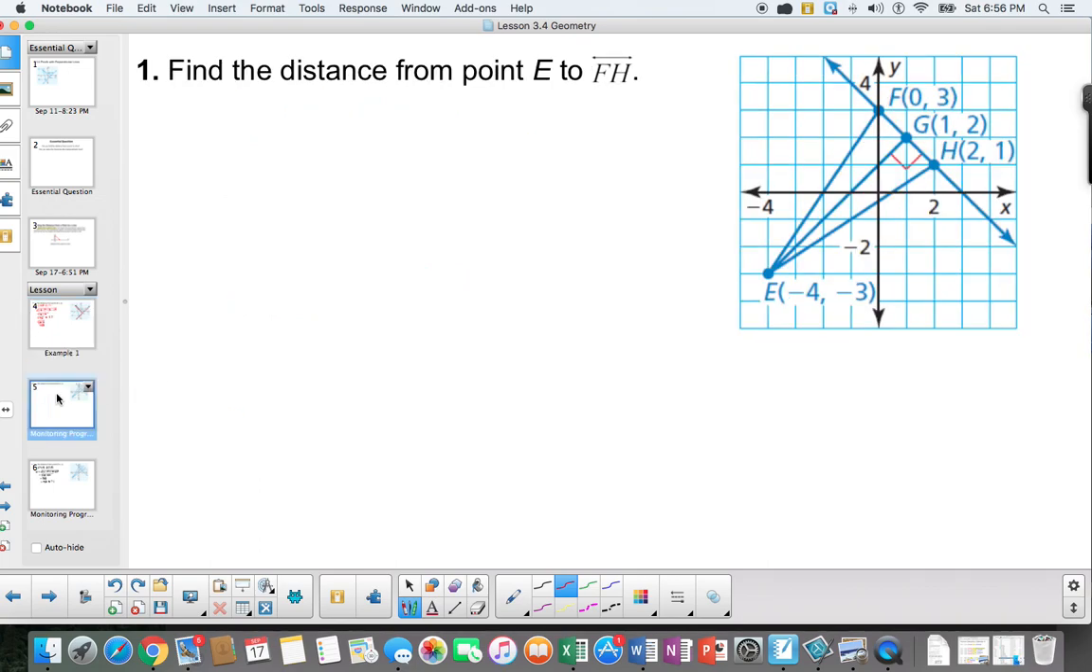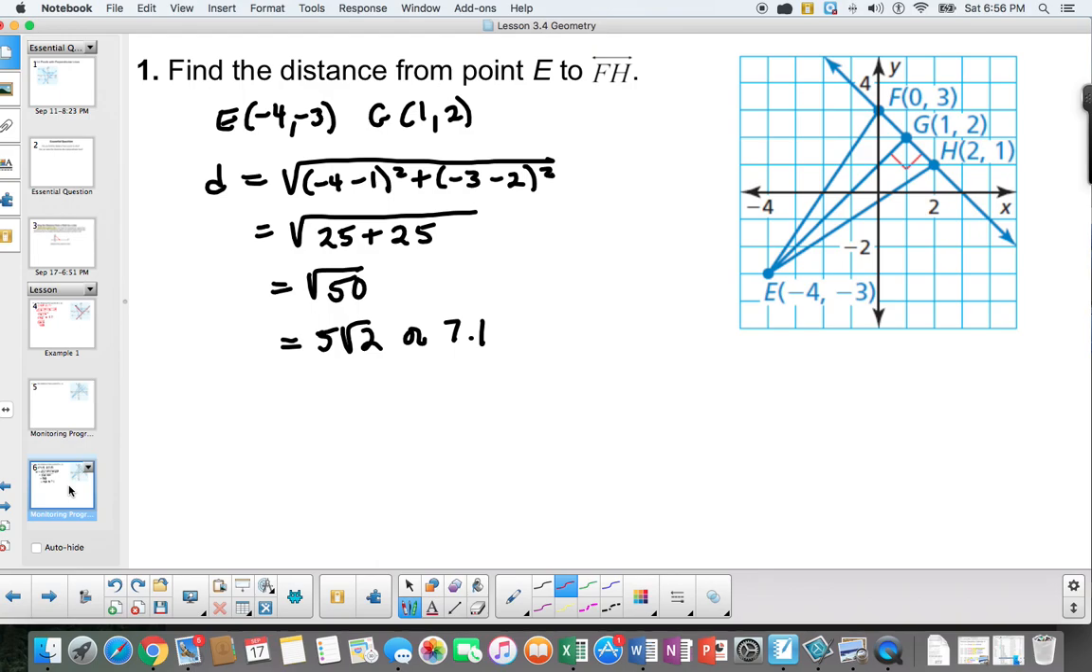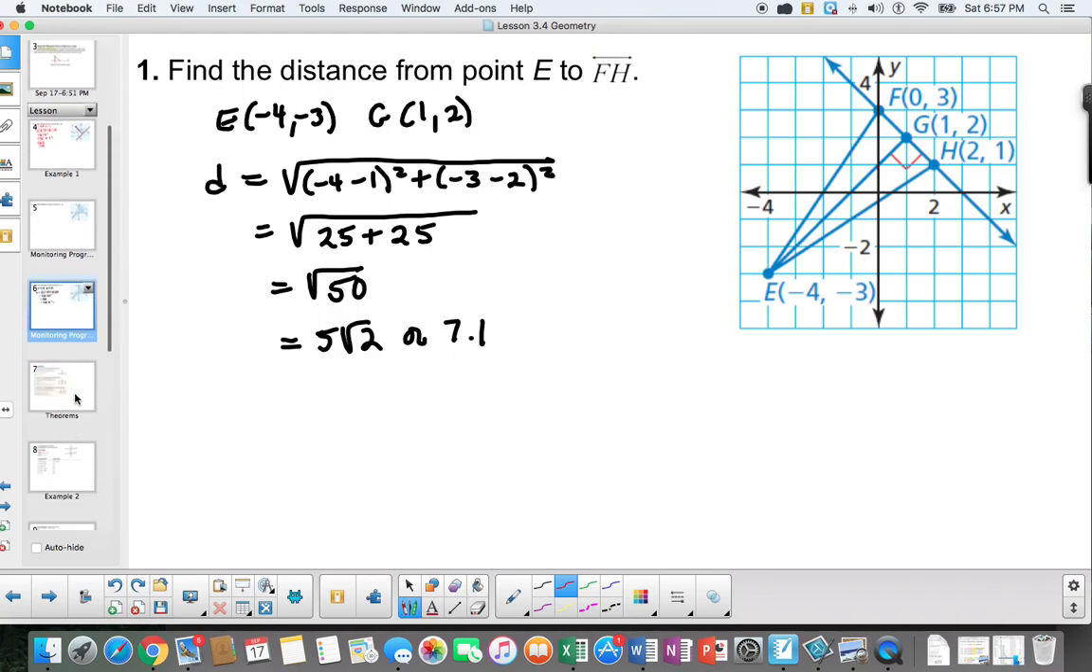Stop the screencast and then resume when you have the answer. Okay, here's the answer. It's root 50, which if you want to simplify it will be 5 root 2, and the decimal is about 7.1.